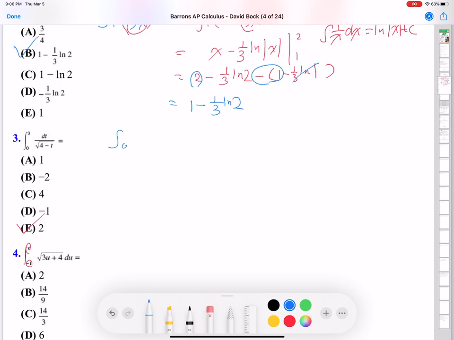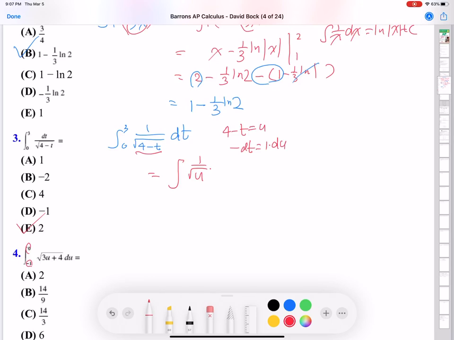Integral from 0 to 3. I rewrite it like that: 1 over square root of 4 minus t dt. I'll use substitution. Which part is going to be u? This part. So the 4 minus t part is u. And change all the t functions to u functions. Integral of 1 over root u. Change dt to du. -1 dt equals 1 du. So dt is -1 du.